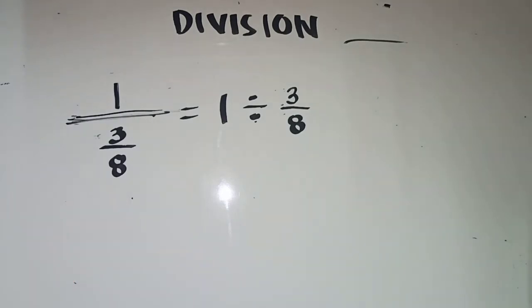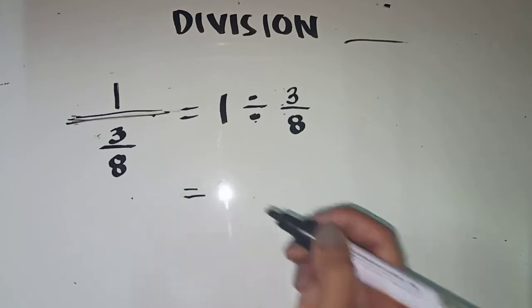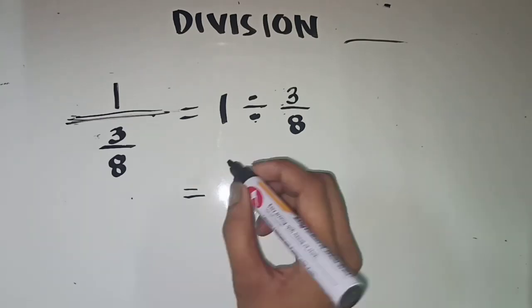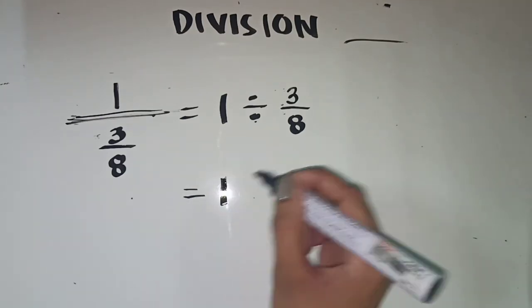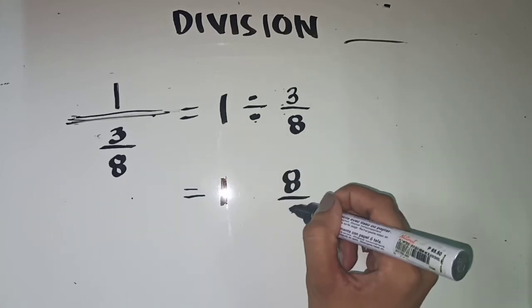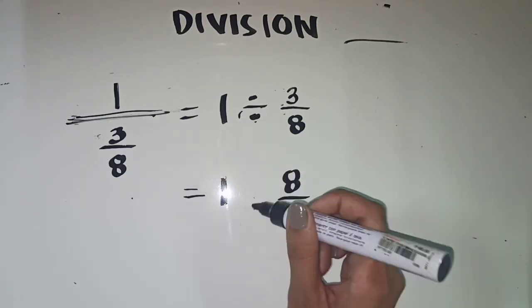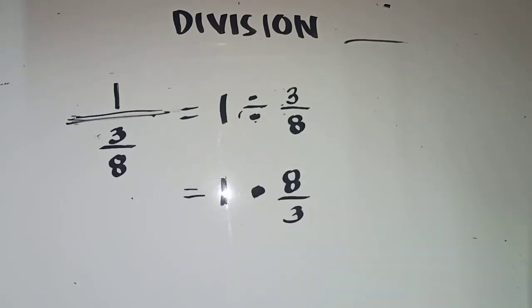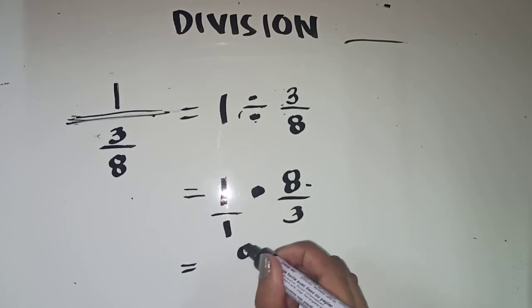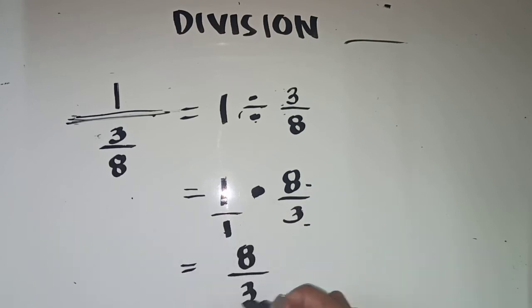Okay? So, next. Etong 1 divided by 3 over 8, balik tayo sa rule. Copy natin si 1 and kunin ang reciprocal ni 3 over 8. So, this will become 8 over 3. And this division will become multiplication. So, sa rule ng multiplication of fraction, just multiply the numerator by numerator and denominator by denominator. So, we have 1 multiplied by 8 is 8. 3 multiplied by 1 is 3.